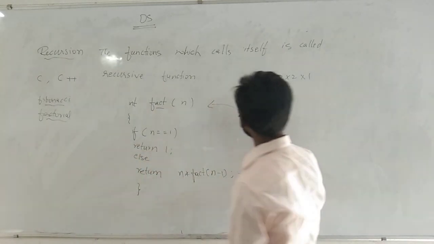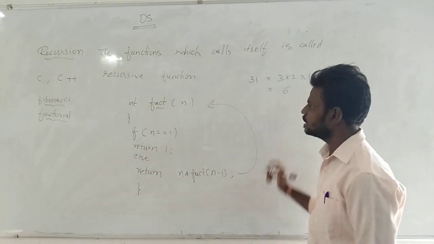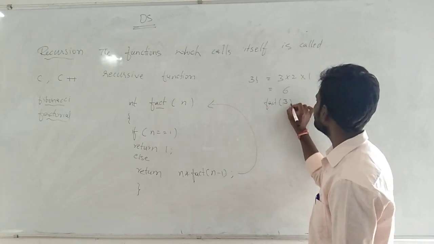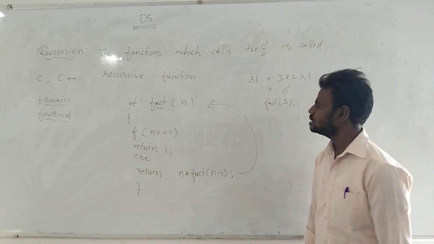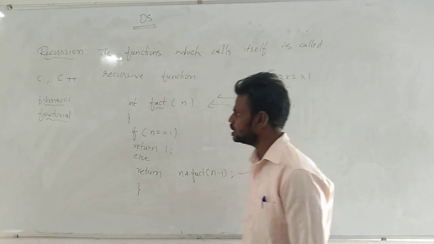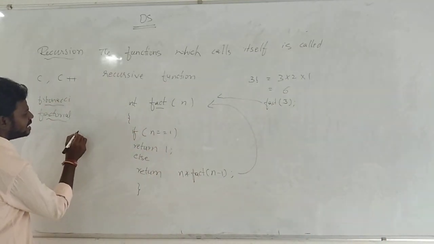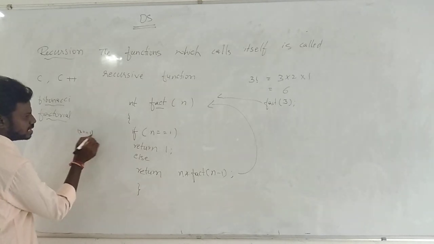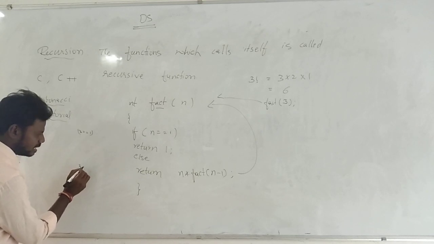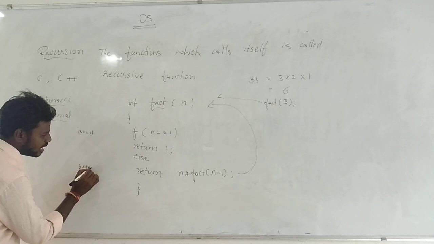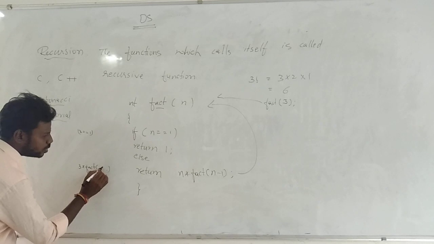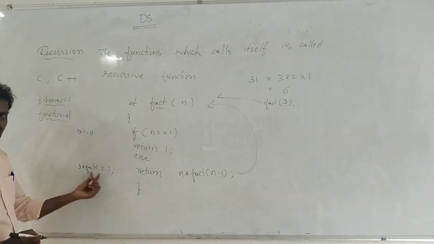Say suppose my n is 3. Then I will be calling factorial of 3 somewhere in the main function. Your function will be called, and control will go from the main function to factorial. Then it will execute this part. Whether 3 is equal to 1, no, it is not true. Then I go to the else part and write this: n is 3, into factorial of 3 minus 1, that is 2, factorial of 2. Again I am making a function call, factorial of 2.